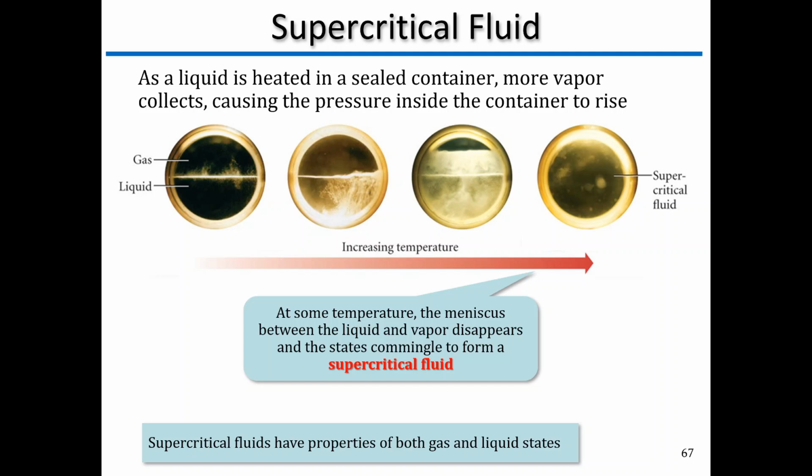Okay, and if we keep increasing the temperature, notice the phase difference between our gas and our liquid really starts to blur at this point. We're not really sure what's a liquid and what's a gas. And if we keep increasing the temperature, now we get to what's called a supercritical fluid. And this is at the temperature and the pressure where the meniscus between the liquid and the vapor disappears, and the states become a single form called a supercritical fluid. So it blurs the line between a gas and a liquid. Okay, so it's not either, but it actually has the properties of both.